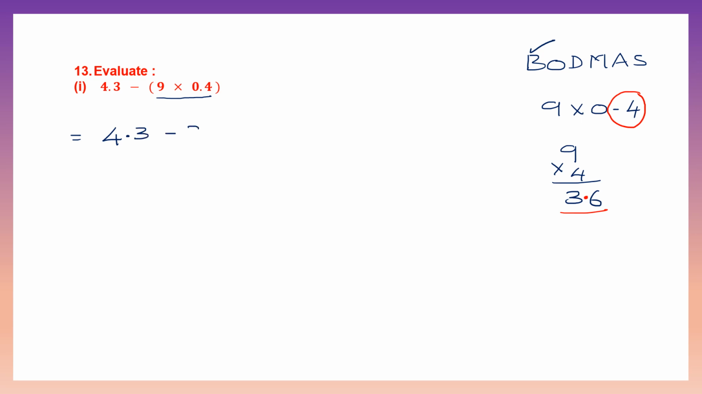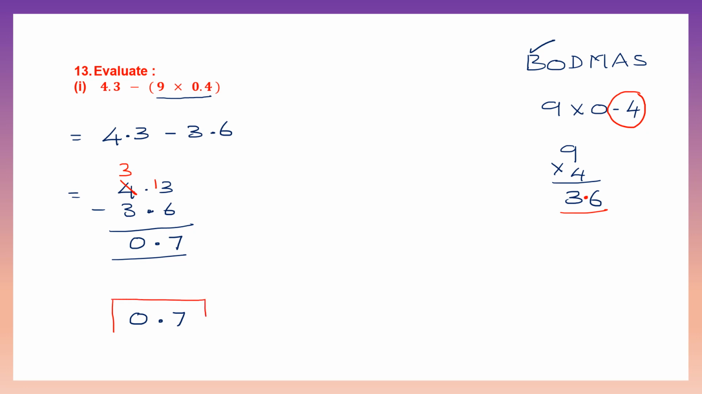So what do we have here now? 4.3 minus 3.6. So let's do that subtraction here itself. 4.3 minus 3.6. So here, since 3 is smaller, we're going to borrow. So this becomes 13.6. 13 minus 6 is 7. There's a point here, 0. So what do we get as our final answer? 0.7. So this is our final answer.